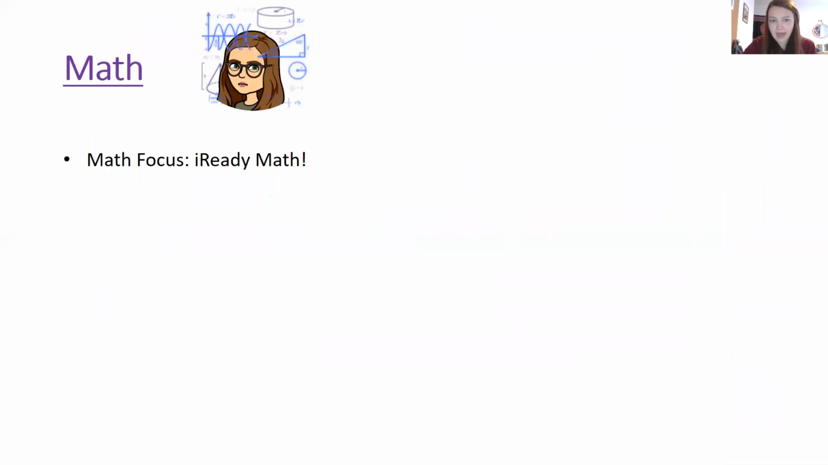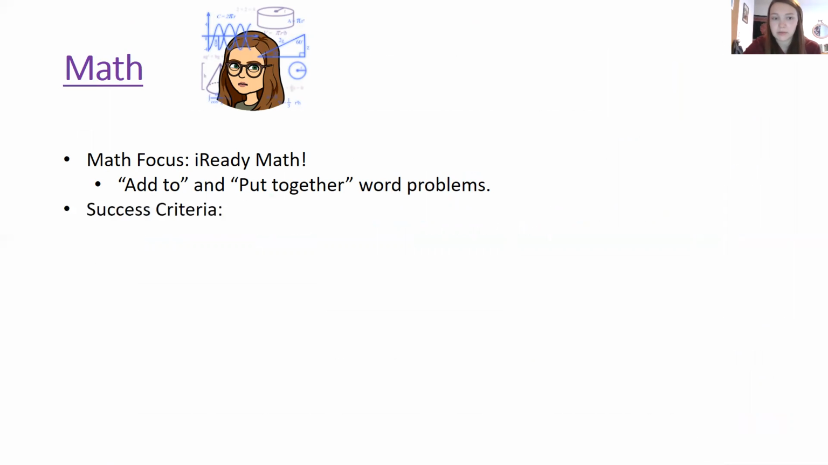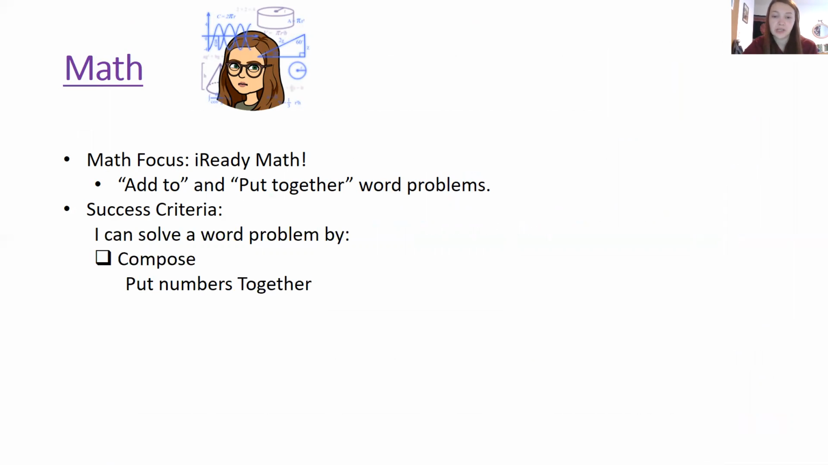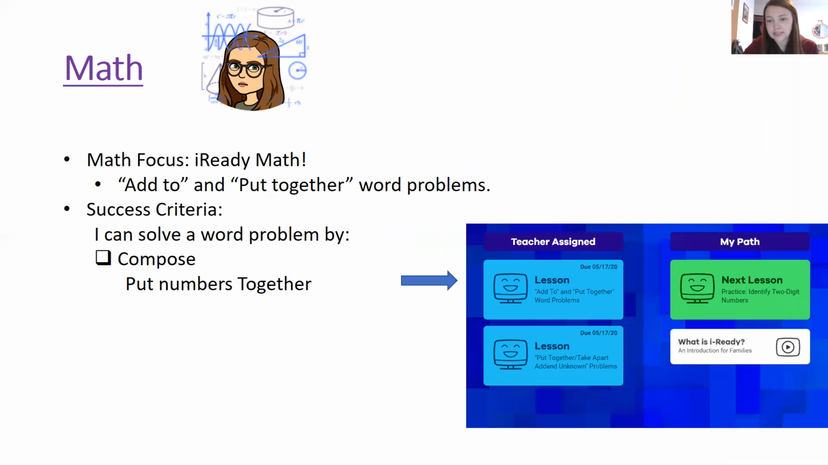All right, and for math, our focus is iReady Math once again, and the lesson today is called Add To and Put Together Word Problems. And your success criteria is I can solve a word problem by composing, or putting numbers together. And that is the lesson on top today underneath your teacher assigned lessons right here called Add To and Put Together Word Problems. And if you've already done both of your iReady Math lessons for the week and would like to still continue working on iReady, you can work on your MyPath lessons today.